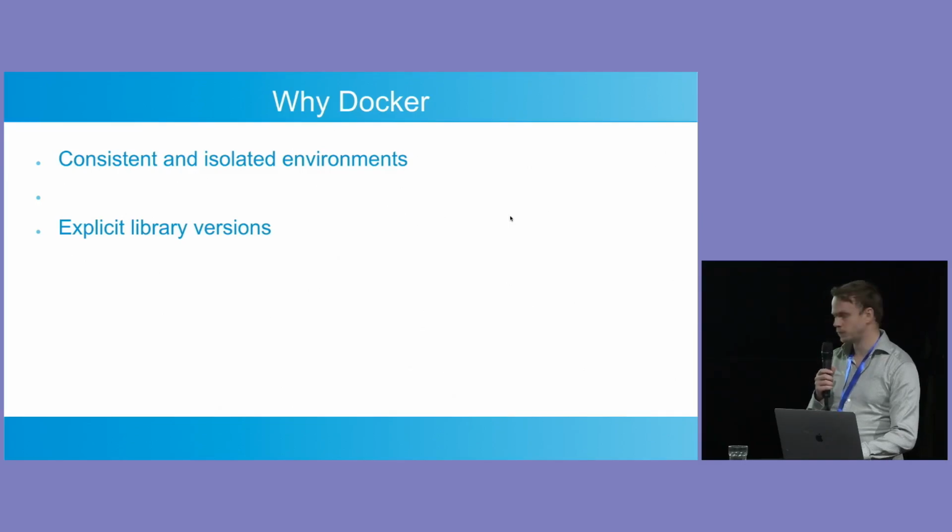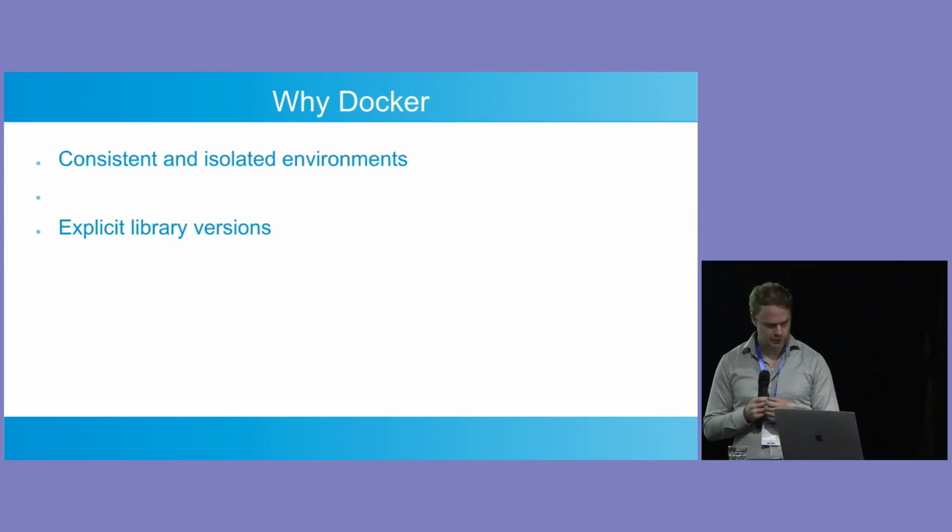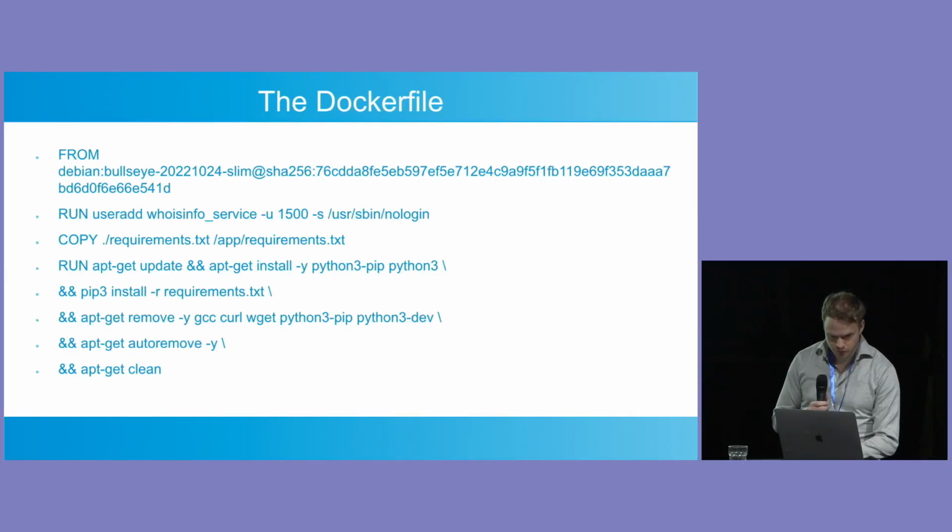So why Docker when we develop with Python? Well, because of the consistency and isolated environments. We can explicitly say which libraries we want. Because the typical approach is that there becomes a vulnerability in a library, and in a library, and you have that library, right? And now you need to update it. So if you explicitly say which versions you have, it's easy to find which ones you need to update.